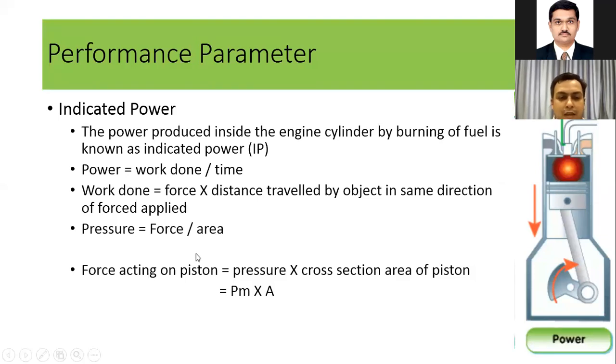So the force acting on the piston comes from the pressure generated by the combustion, which means the hot flue gases are generating the pressure, and under this pressure action, the piston is moving from top to bottom. So we use the pressure into the cross-section area, and we get the force.